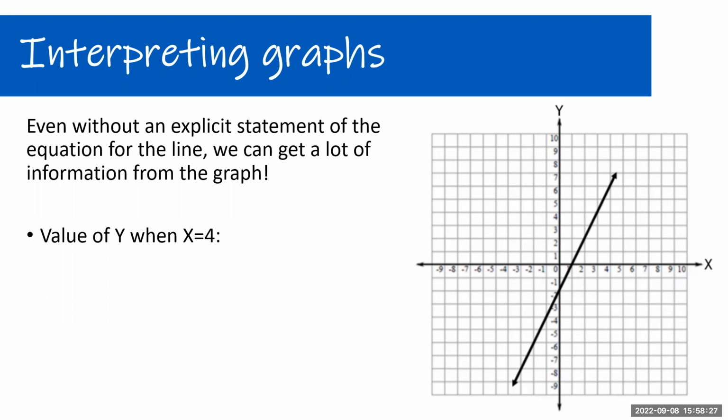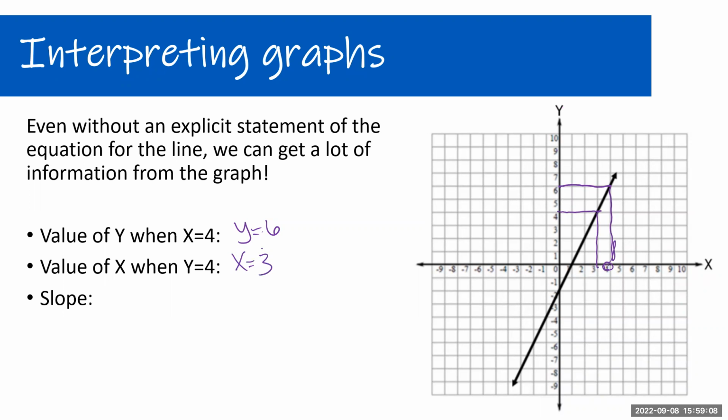So even without stating that Y equals mx plus b, we can get a lot of information from that graph. Let's walk through some things that we can get here. What is the value of Y when X is equal to 4? Well, here's where X equals 4. And if we go all the way up, we see that this is at Y equals 6, okay? Now, what about the value of X when Y equals 4? Here we just have to be real careful. Remember, Y is going to equal 4 right here. So what is X? Well, X is going to be 3.